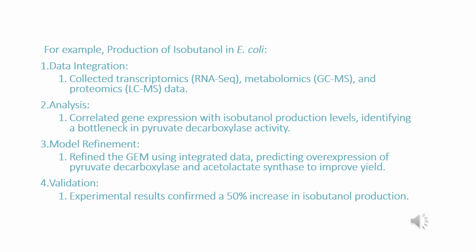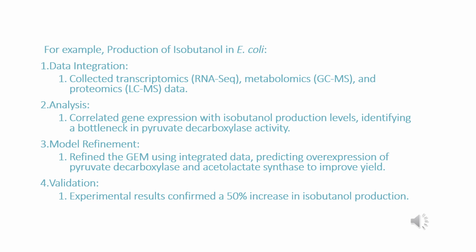Data integration can be practically explained by the example of production of isobutanol in E. coli, in which the data integration involves the collection of transcriptomics data from RNA sequencing, metabolomics data from GC-MS, and proteomics data from LC-MS. The analysis involves correlating gene expression with isobutanol production levels, identifying a bottleneck in pyruvate decarboxylase activity.